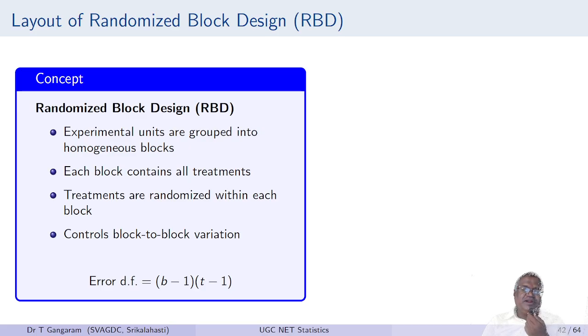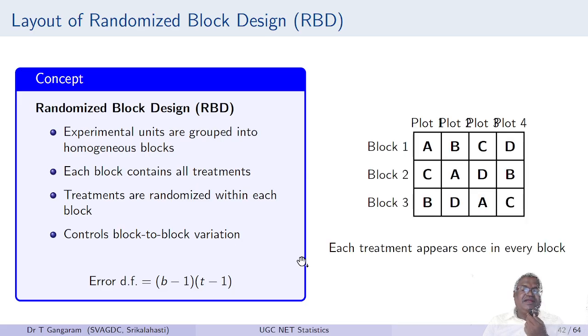Experimental units are grouped into homogeneous blocks. This is again repetition. Control block to block variation. Error degrees of freedom is equal to B minus 1 into T minus 1, where B is the block, T is the treatment.